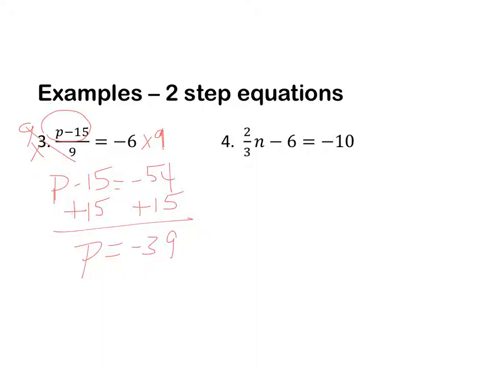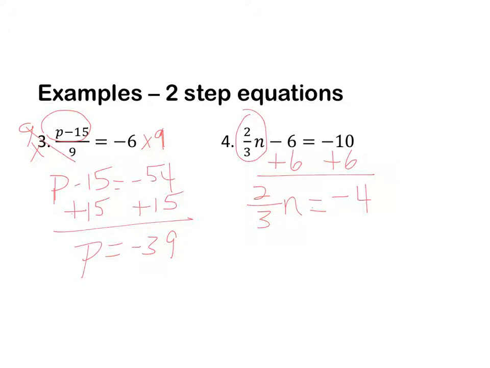Now for number 4, we have 2/3 n minus 6 equals negative 10. That 2/3 n is 2/3 times n. So we cannot break apart that multiplication until we get rid of our subtraction by doing the opposite. So we're adding 6 to both sides. So now we have 2/3 n equals negative 4.